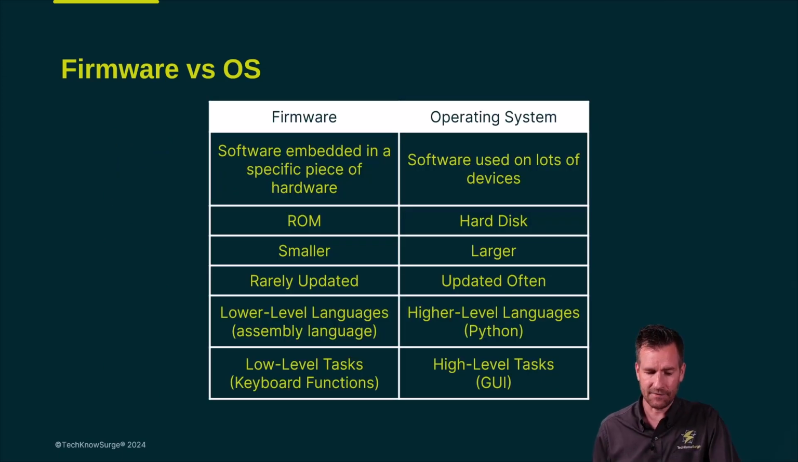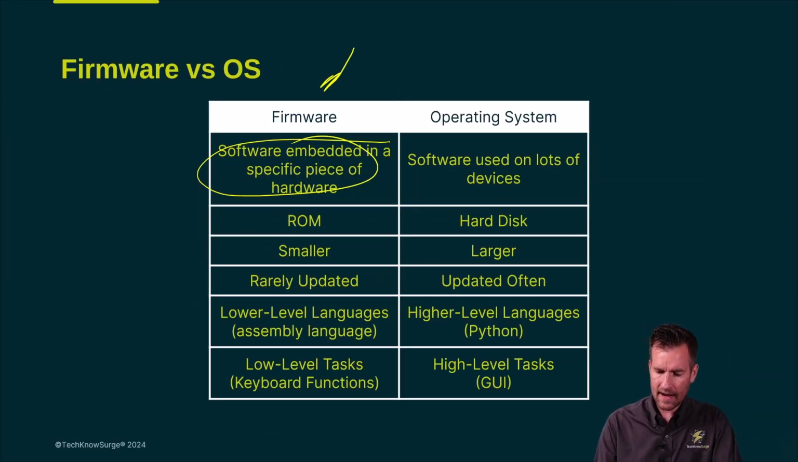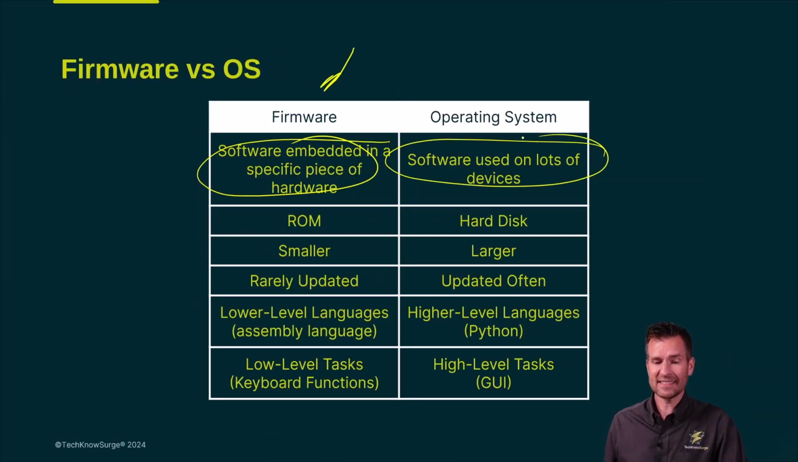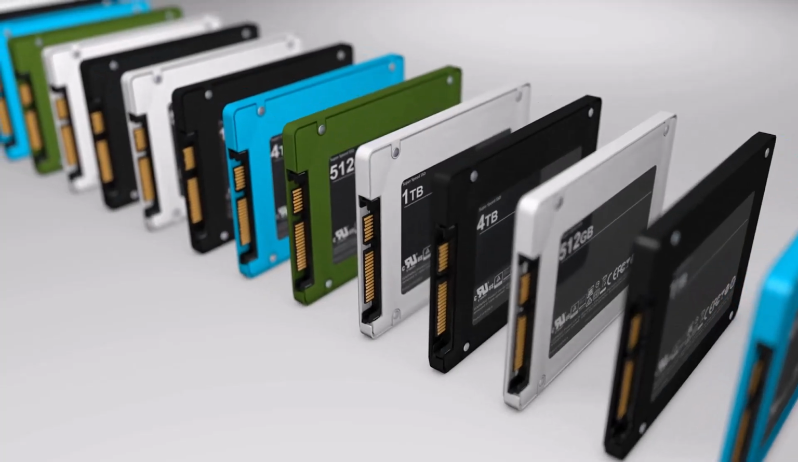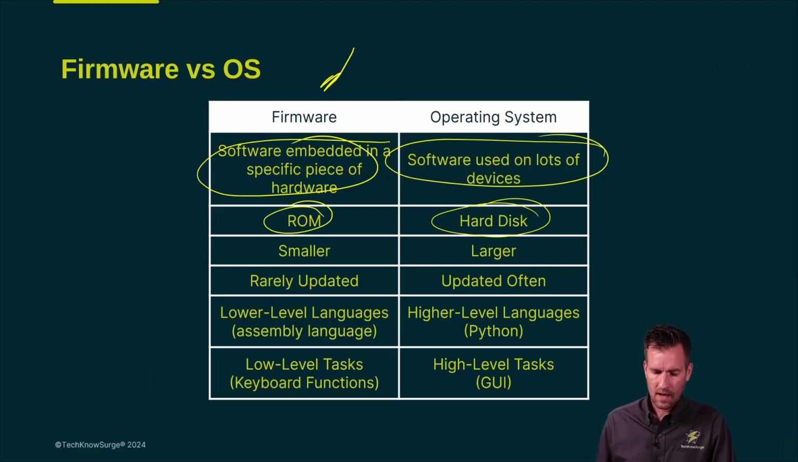So what are the differences? Well, firmware is software embedded on a specific piece of hardware, generally speaking, and operating systems are software used on lots of devices. Firmware usually is on some sort of read-only memory or programmable read-only memory, versus operating systems generally are on hard disks or HDDs or some sort of SSDs or something of that nature. Firmware tends to be a lot smaller. Operating systems tend to be a lot larger.